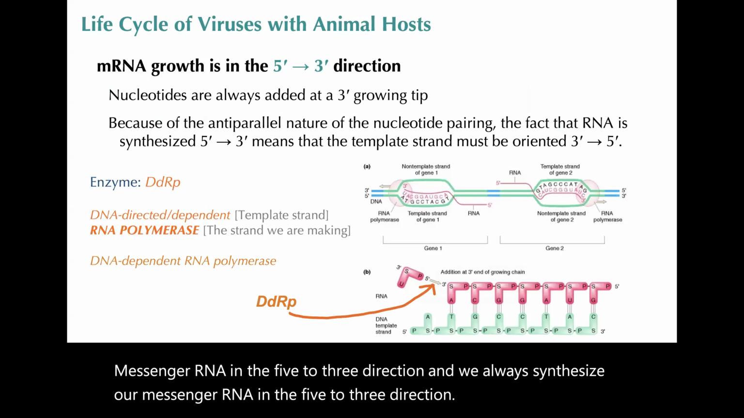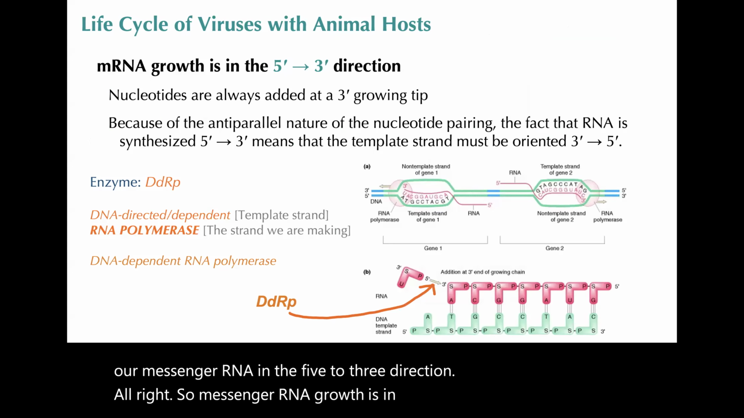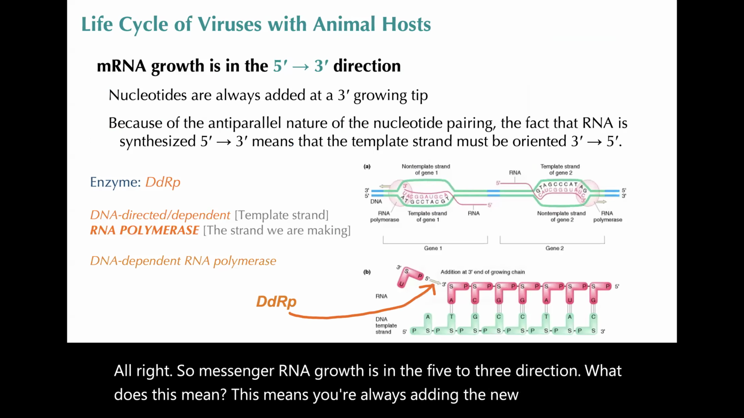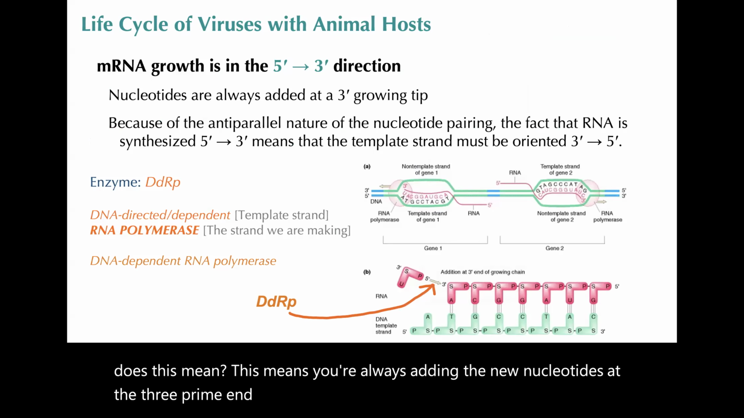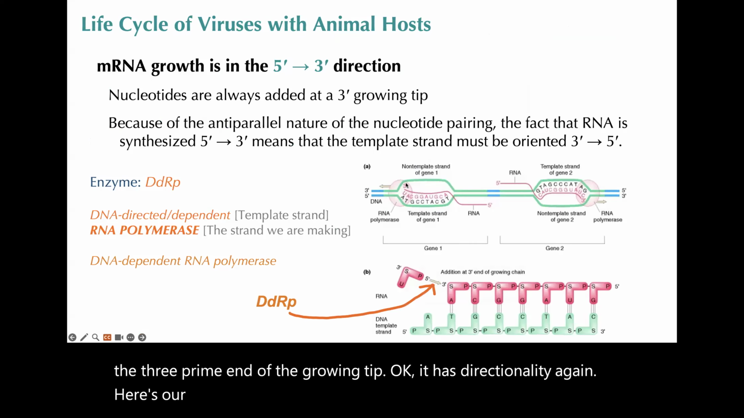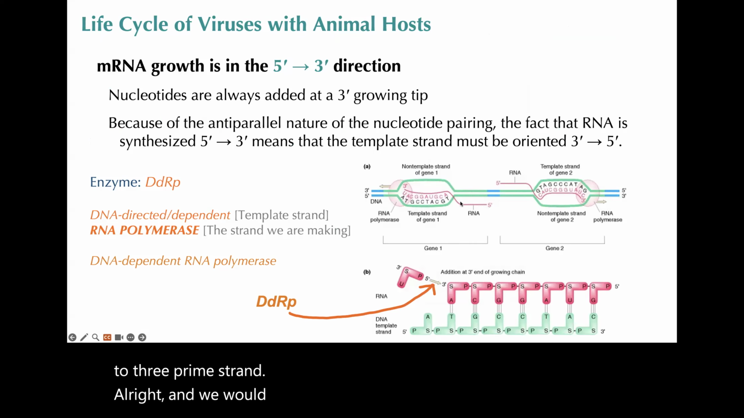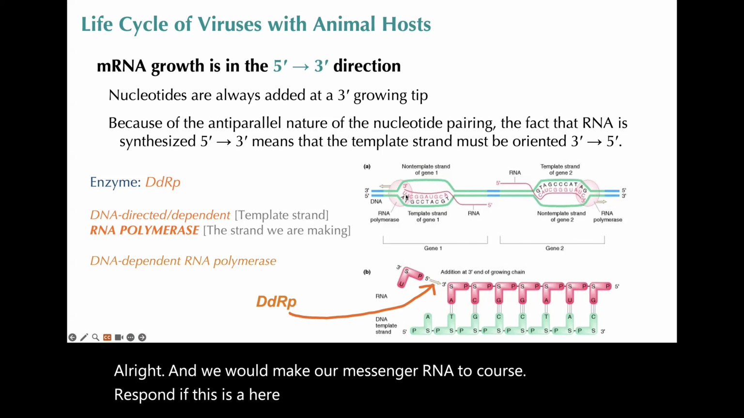All right, so messenger RNA growth is in the 5' to 3' direction. What does this mean? This means you're always adding the new nucleotides at the 3' end of the growing tip. Okay, it has directionality. Again, here's our DNA, the 3' to 5' strand and the 5' to 3' strand. And we would make our messenger RNA to correspond. If this is A here, we would have U here. If this is T here, it would be A here.